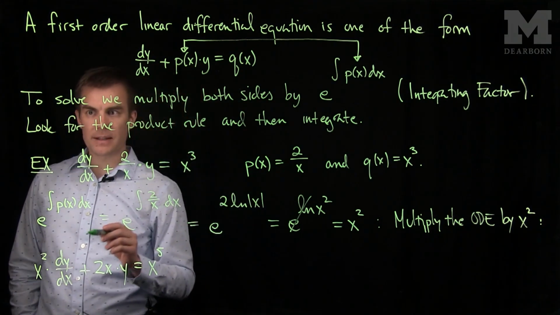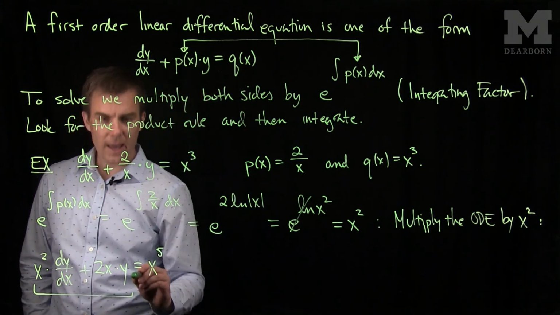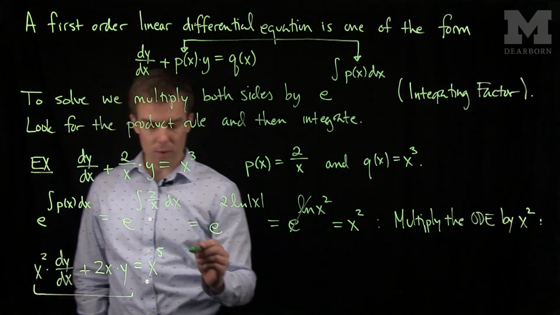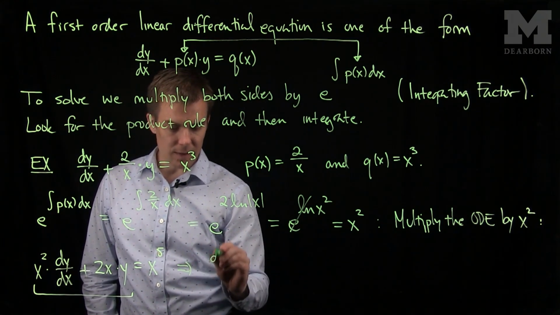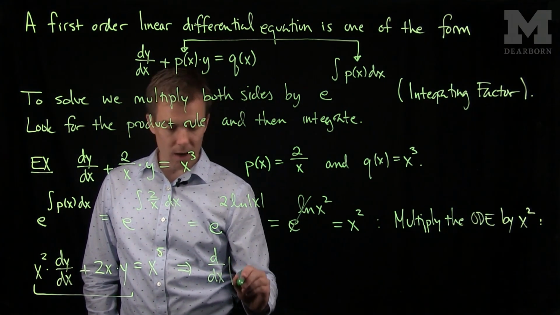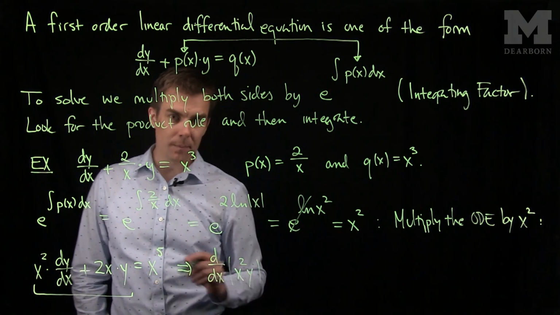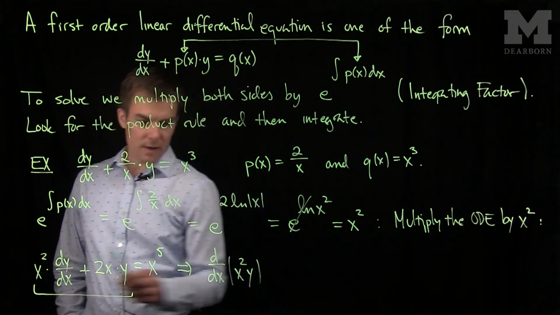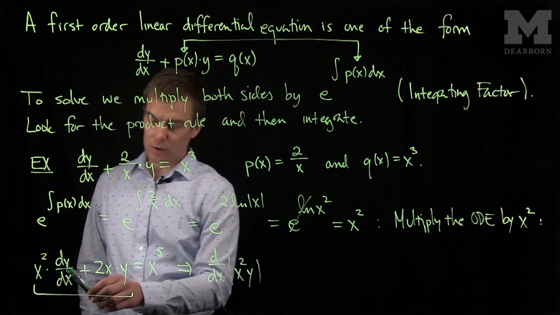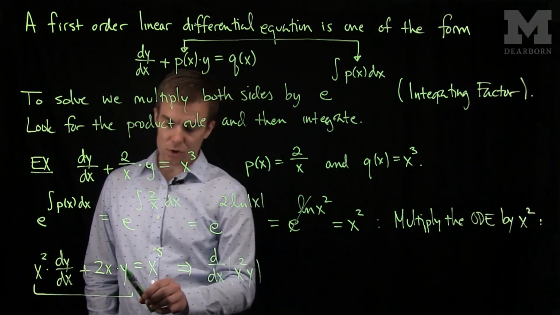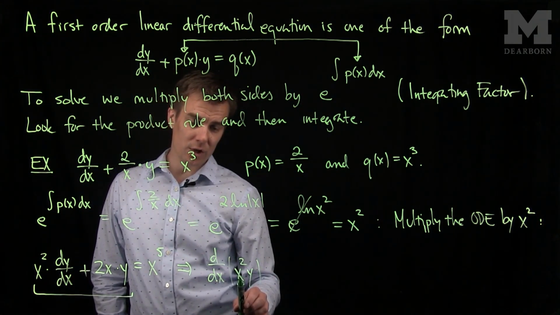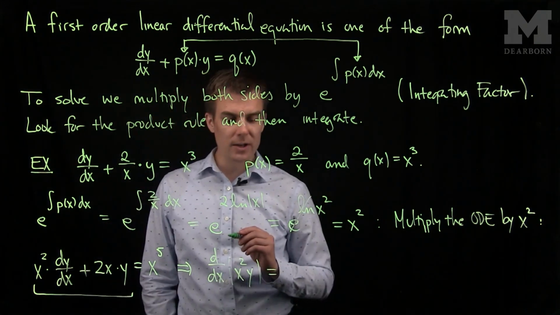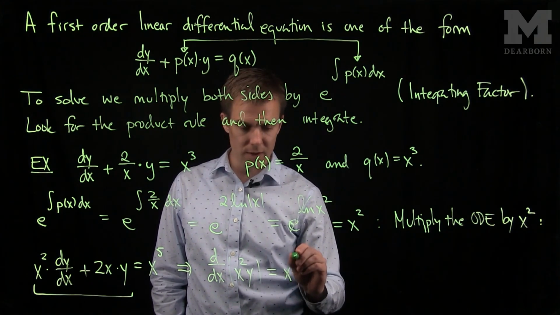Now, I look at the left-hand side, and I see, as mentioned above, that the left-hand side is a perfect derivative. It looks like the product rule. The left-hand side is the derivative with respect to x of x squared times y. And we can briefly pause and check that. It's the first function, x squared, times the derivative of the second function, dy/dx, plus the second function, y, times the derivative of the first function, and the derivative of x squared is 2x. So the derivative of x squared times y is equal to x to the 5th power.